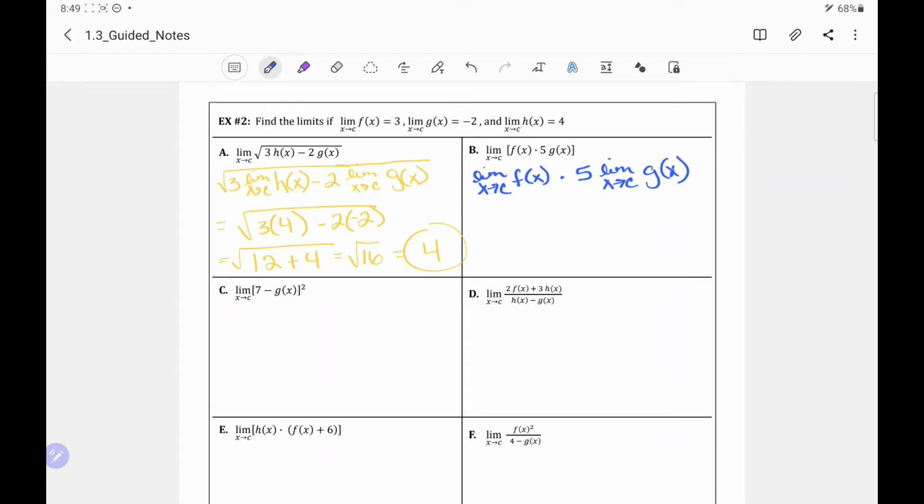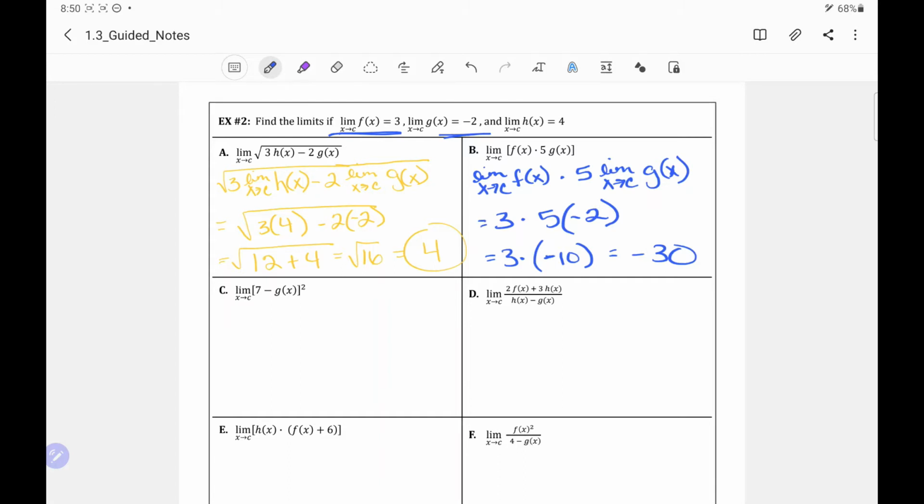So I brought out my coefficient, and instead of doing the limit of the products, I'm doing the product of the limits. So the limit as x goes to c of f of x, we already set up here, is 3 times 5 times the limit of g, which is negative 2. So I've got 3 times negative 10, which equals negative 30. And just so that if you're looking at that later, you know that says 3 times negative 10. Okay? So that was negative 30.